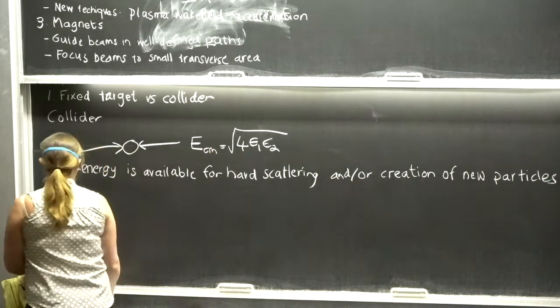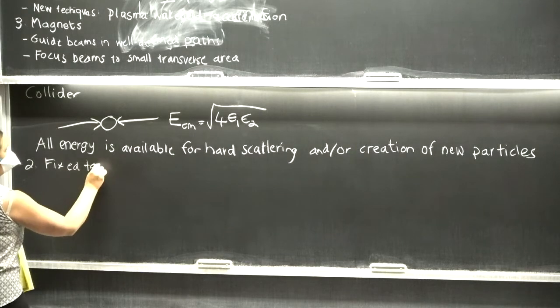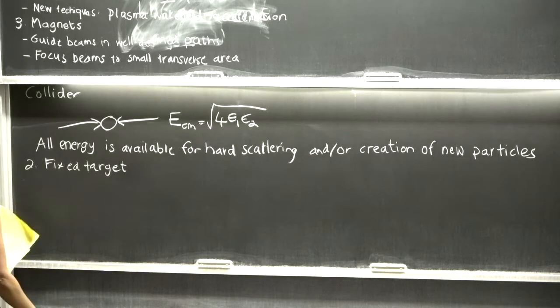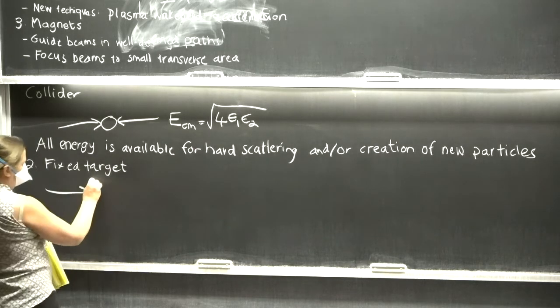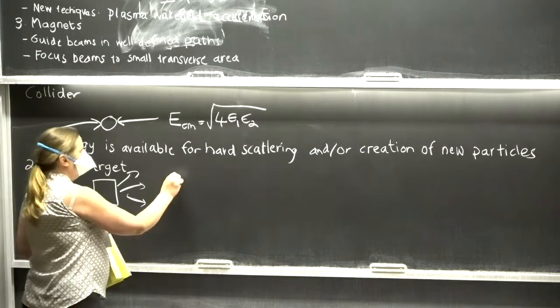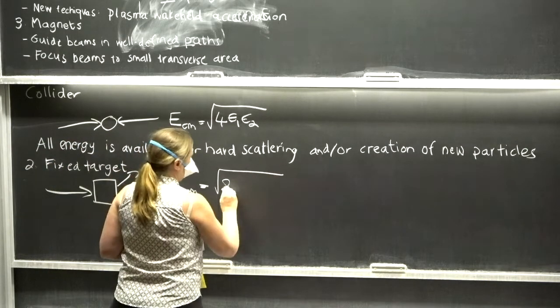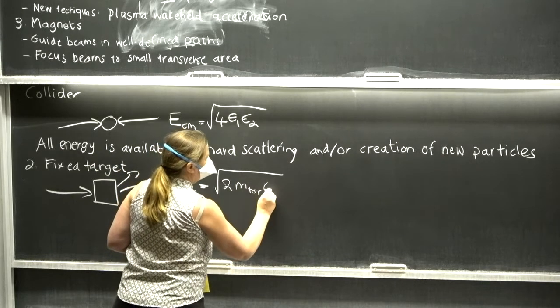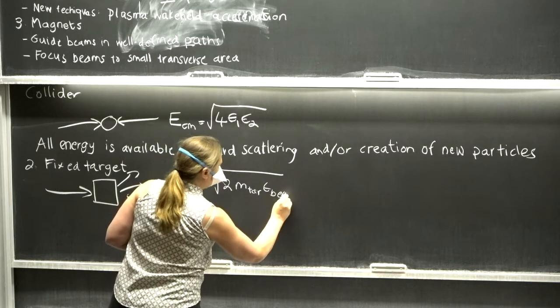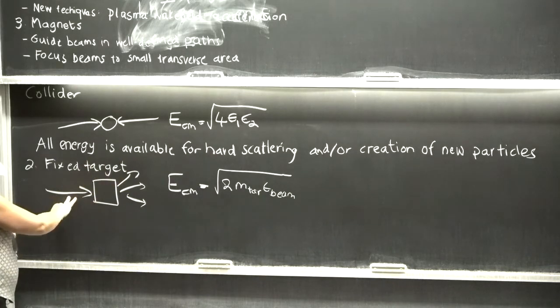Type 2 here is going to be fixed target. And in fixed target, the idea is we have our beam coming in, we have our target, something happens, and we create a whole bunch of particles. And here, if you do a bit of work and calculate the center of mass energy, what you should find is this is 2 times the mass of the target times the energy of the beam. So you can notice here, if you have beams of the same energy, and you use one in a fixed target experiment versus a collider, you're going to have much less energy available for the interaction.